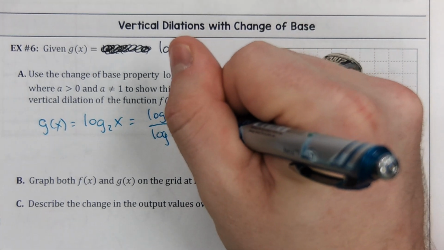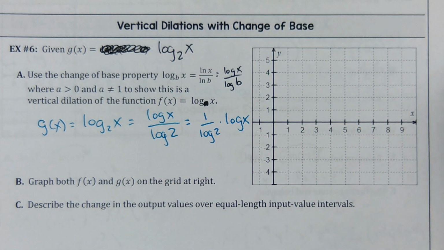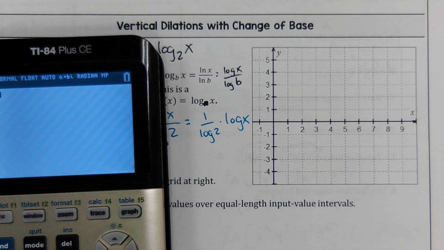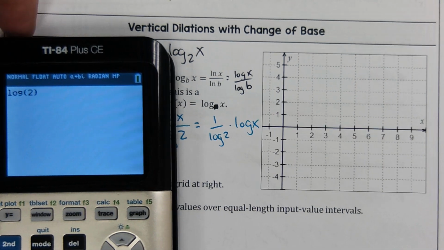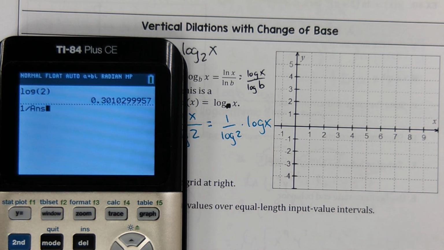That means I can write it like this. It's like saying x over 2 is the same as saying 1/2 times x. And I'm going to grab a calculator, and I want to figure out what log of 2 equals. Oh, look, a number between 0 and 1. 1 divided by that number, and no, I didn't need to do it in 2 steps. I could have just done 1 divided by log of 2.